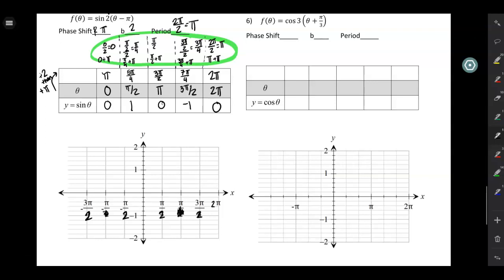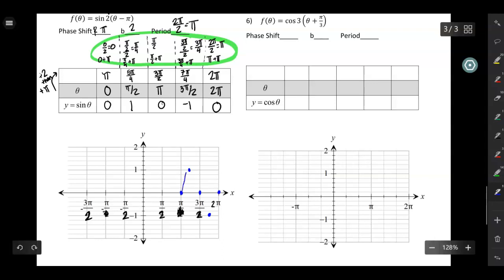So at pi, I have a y value of 0. At 5 pi fourths, that's going to be right in between pi and 3 pi halves. That y value is going to be 1. At 3 pi halves, I should be back to 0. At 7 pi over 4, I should be down at -1. Then at 2 pi, I should be back to 0.